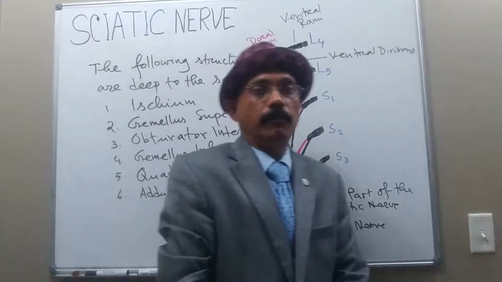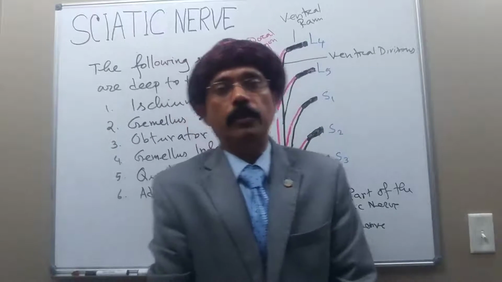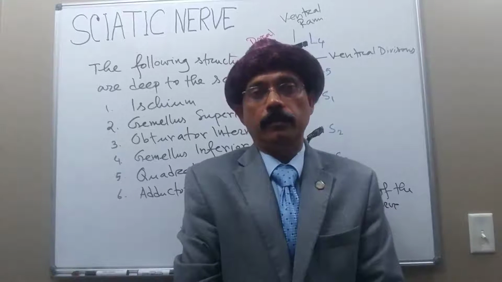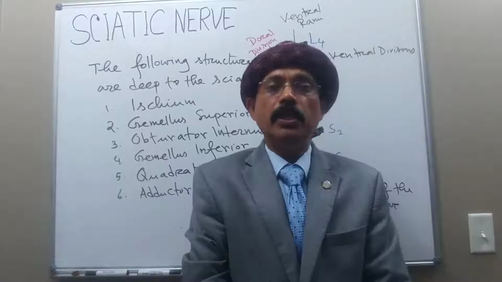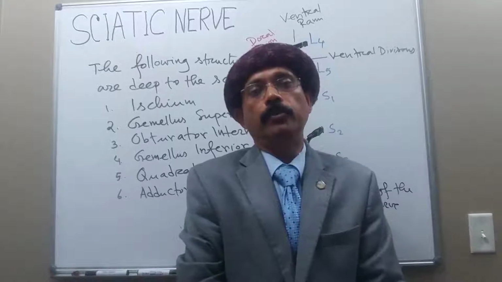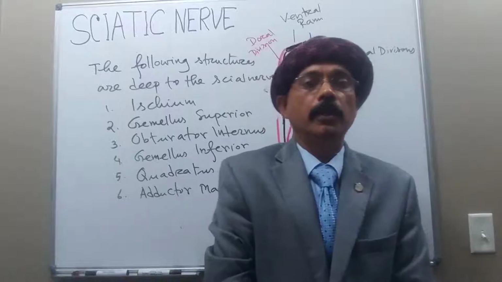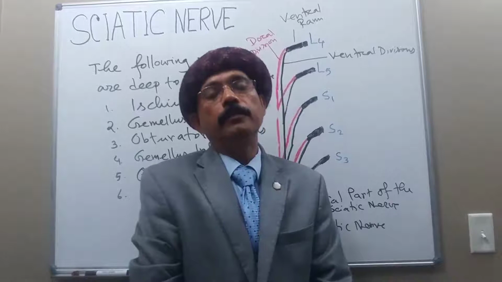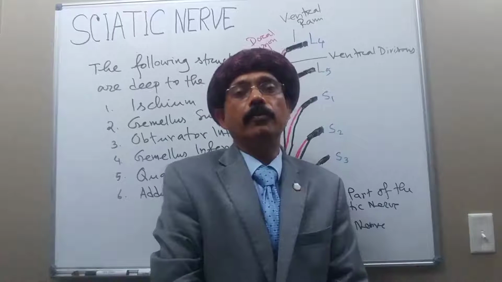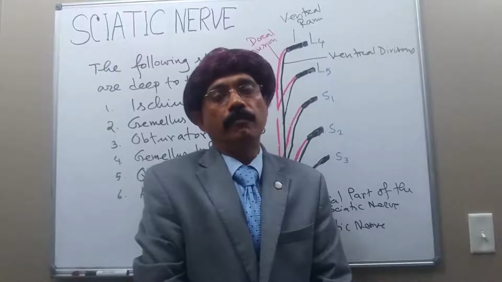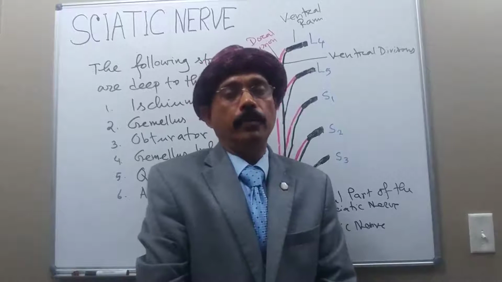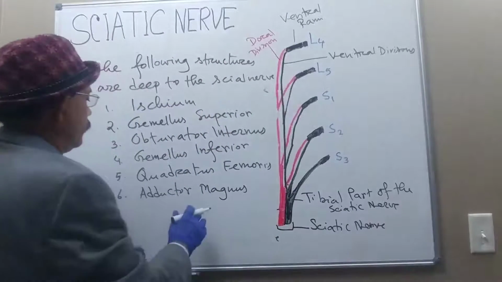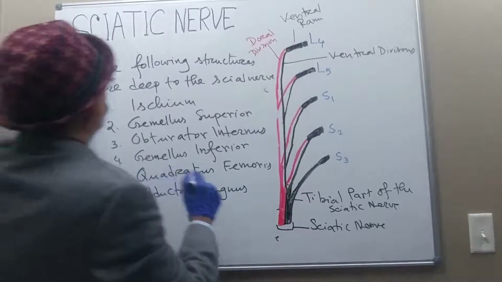The posterior femoral cutaneous nerve of the thigh may be posterior to the sciatic nerve, or it may be medial to the sciatic nerve. Deep to the sciatic nerve, we also get the ascending branch of the medial circumflex femoral artery as well as the nerve to the quadratus femoris. These are the structures deep to it.